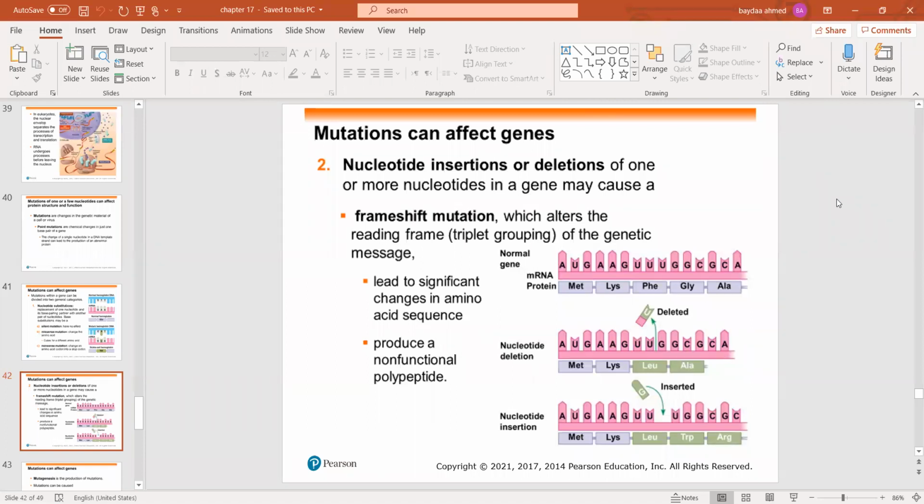Insertions and deletions are additions or losses of nucleotide pairs in a gene. These mutations have disastrous effects on the resulting protein more often than substitutions do. Insertion or deletion of nucleotides may alter the reading frame of the genetic message, the triplet grouping of nucleotides on the mRNA that is read during translation. Such a mutation, called a frameshift mutation, occurs whenever the number of nucleotides inserted or deleted is not a multiple of 3.